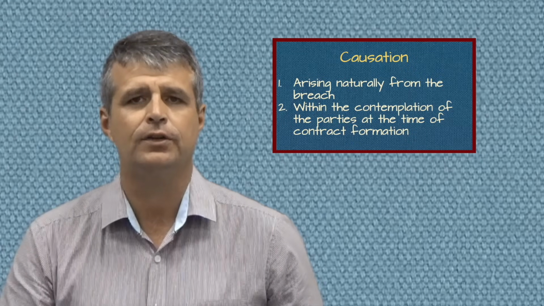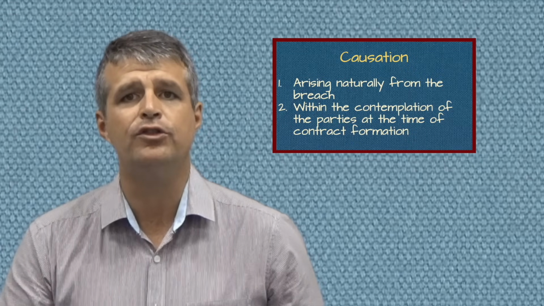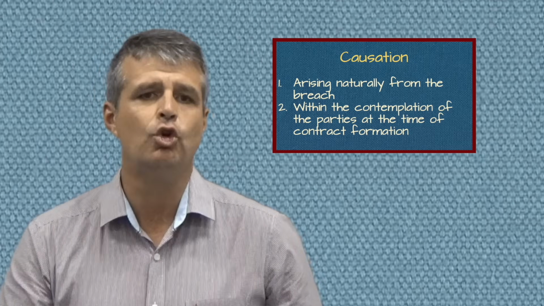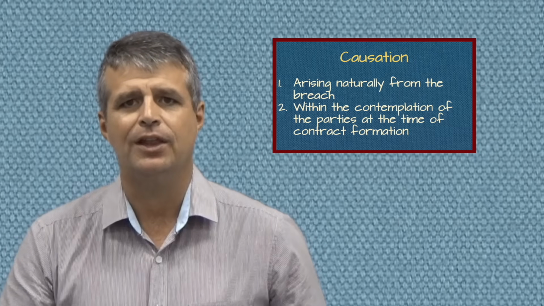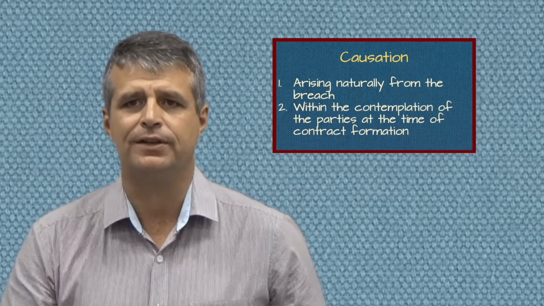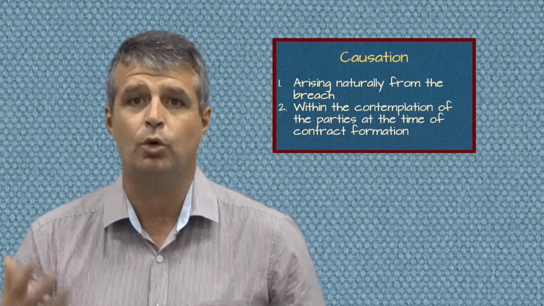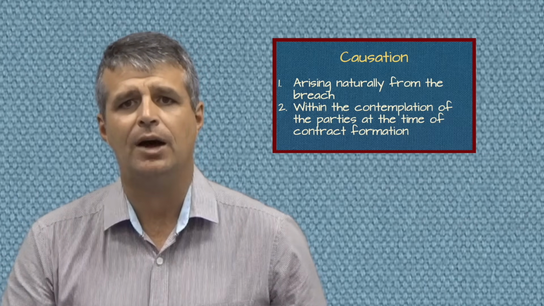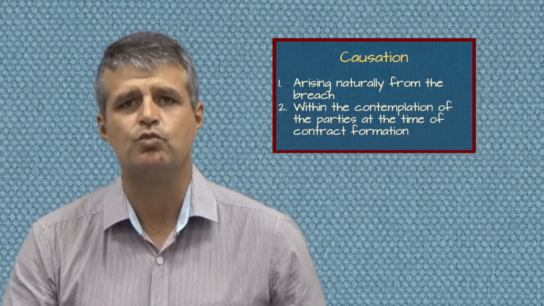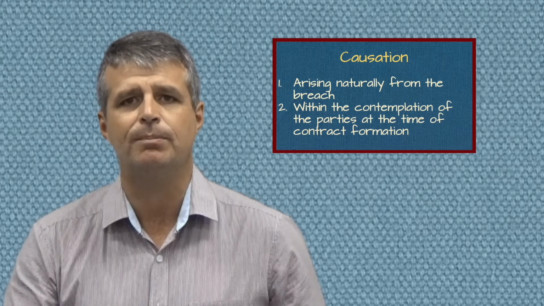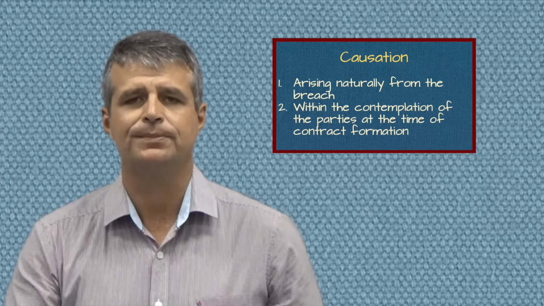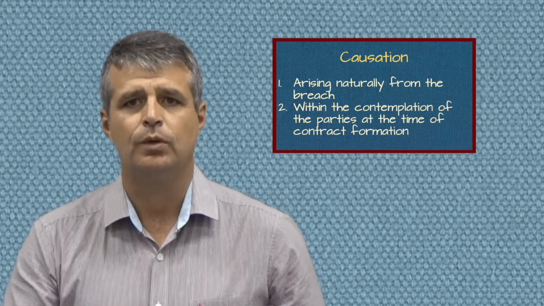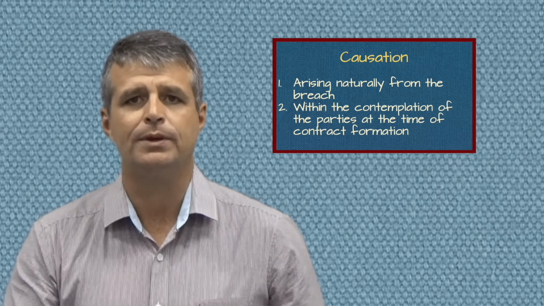It has 2 main questions which are known as the 2 limbs. First, it asks whether the harm arose naturally from the breach in the normal course of things. In other words, if it's self-evidently obvious that the harm arose from a breach, then causation is proven. Second, it asks whether the harm is a type of harm which was reasonably within the contemplation of the parties at the time of the contract. And if it was, well then the harm can be considered to have been caused by the breach.